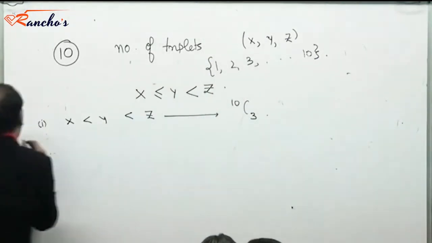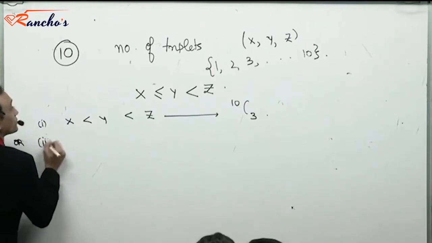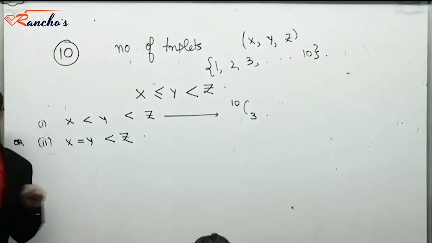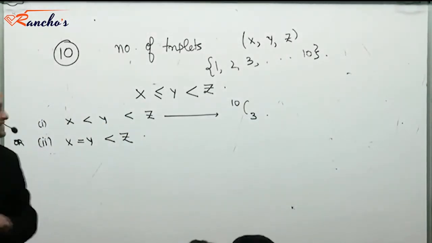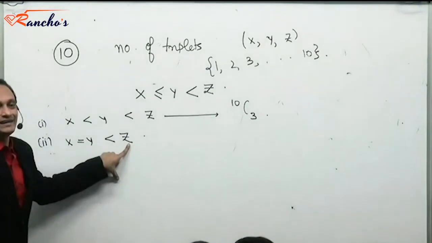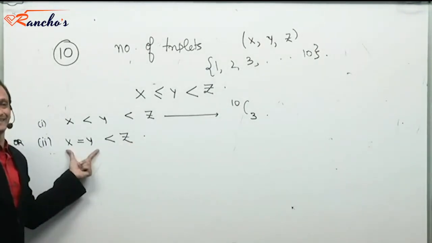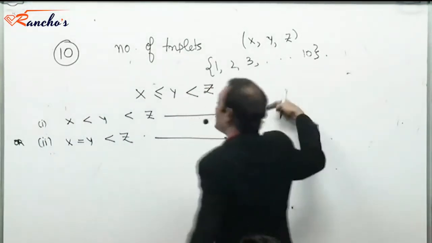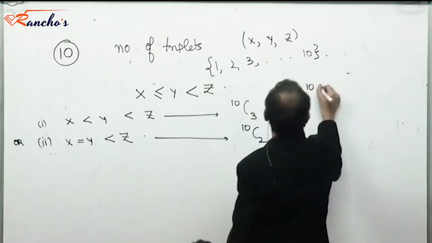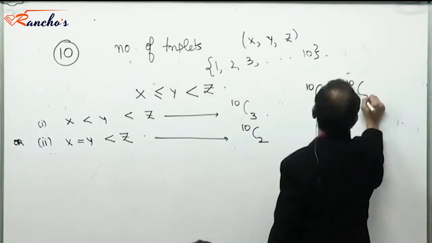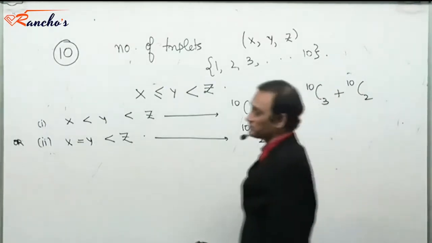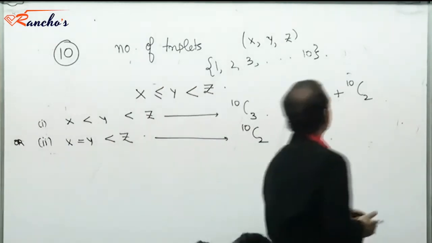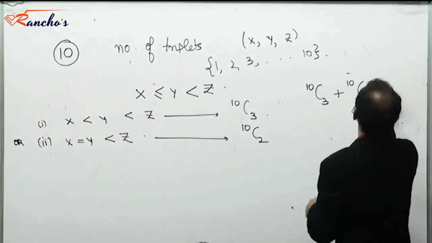Or the second case, x equal to y but less than z. So what you do is you select only 2 numbers. The bigger one you call z, the smaller one are x and y. 10C2, absolutely, very good. That is 10C2 ways. So the total count would be this plus this, 10C3 plus 10C2. Have you computed this? Whatever it turns out, how much is it? 165? Okay.